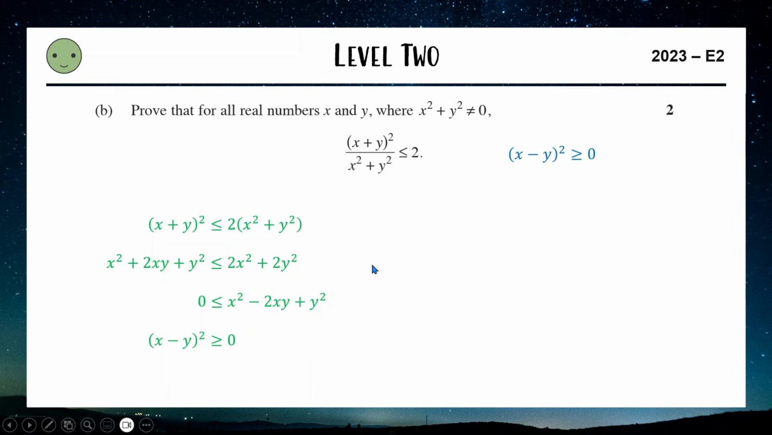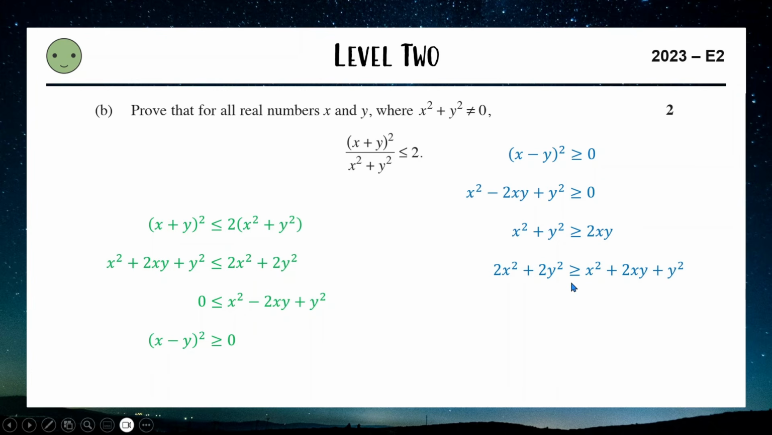Now for my answer, this is my starting point. I'm going to expand it out, and then I'm going to add the 2xy across there, and now I'm going to make it look like this over here by adding x squared and y squared to both sides. So now the left-hand side is 2x squared and 2y squared, and the right-hand side is our expanded form of x plus y all squared.